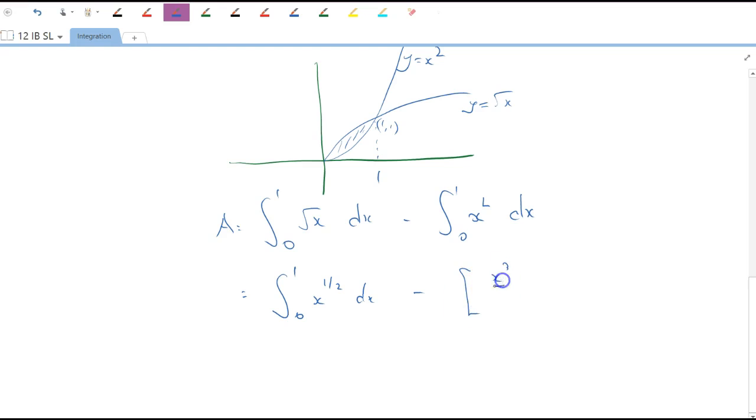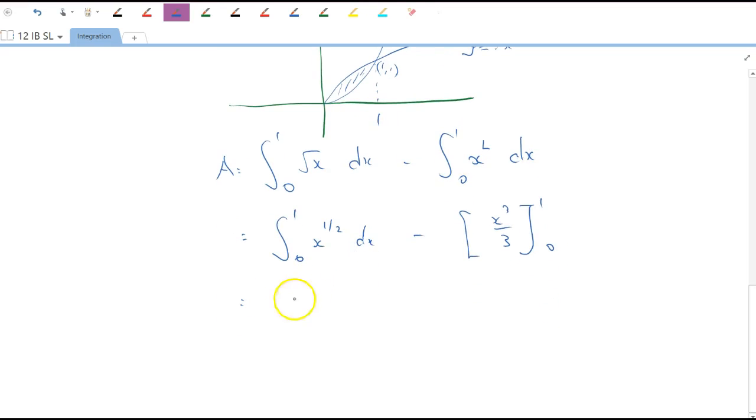This is x cubed on 3 between 1 and 0. Right, and this one will be x to the 3 on 2 over 3 on 2 between 1 and 0, and we subtract x cubed on 3 between 1 and 0.